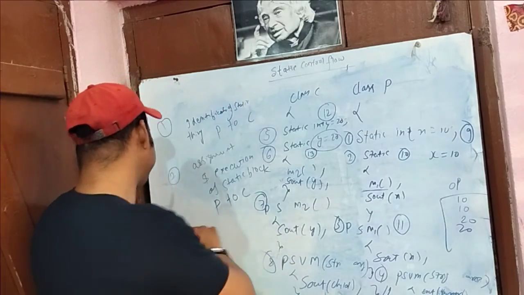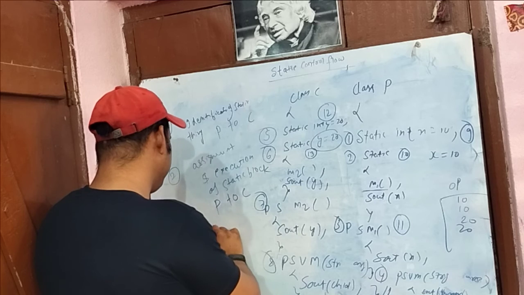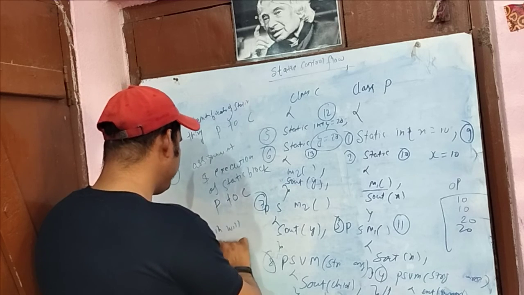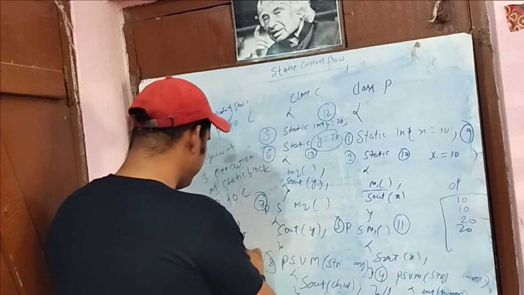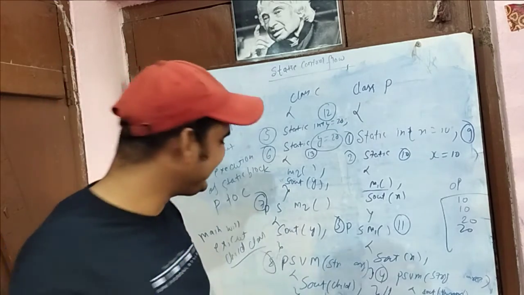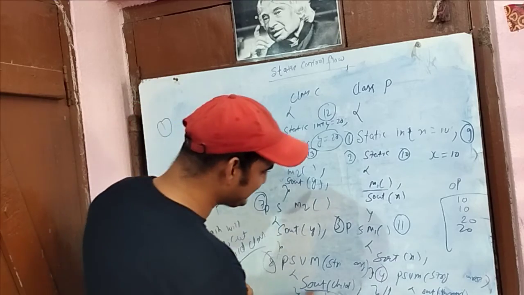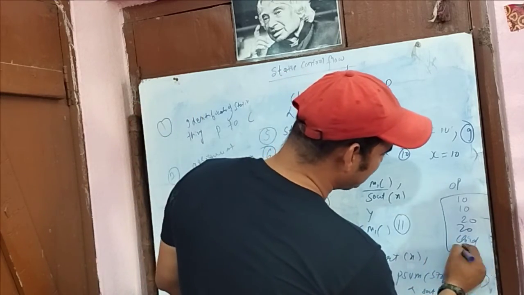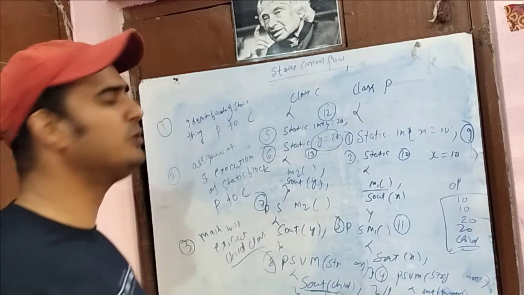Now in the last step, main will be executed. Which main? The child class main will be executed, not the parent class. Yes, this is the trick. The child class main will be executed, and child will be printed. So this is all about the static control flow, and I hope you have all enjoyed it.